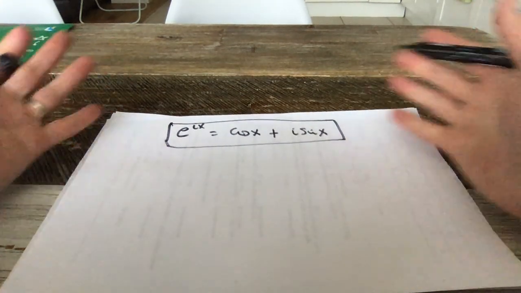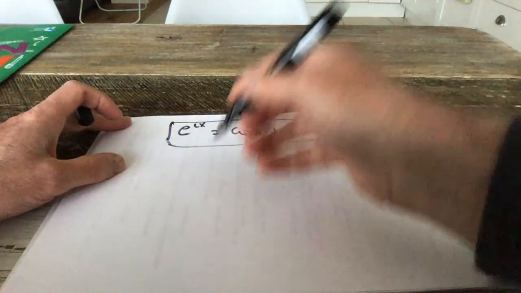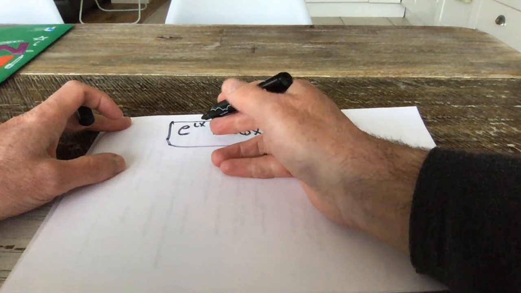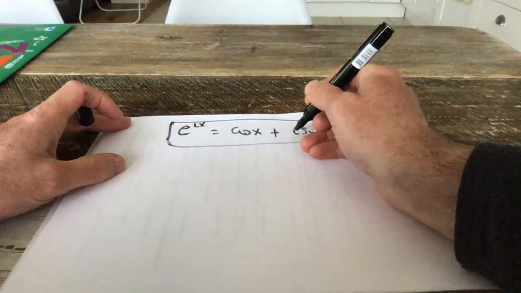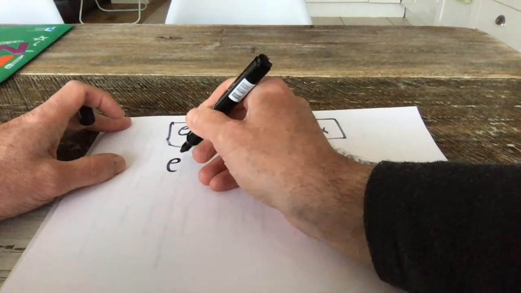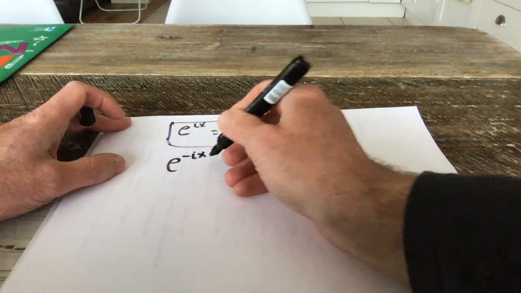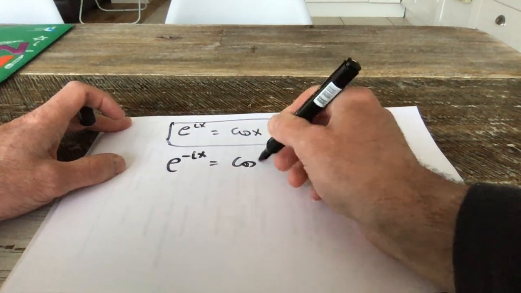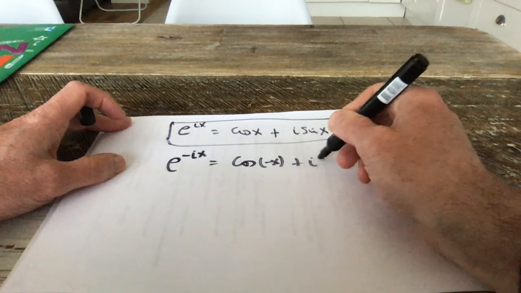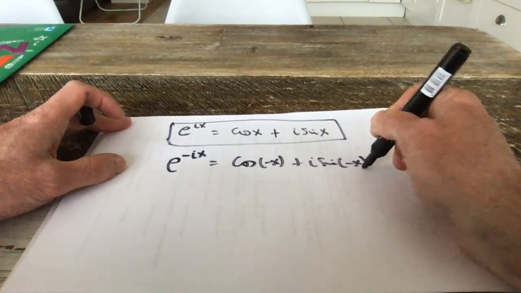Once you have this result, folks, you can immediately write down things like, let's replace x by minus x. This is true for all x. So if I replace x by minus x, I'm going to get cos of minus x plus i sine of minus x.